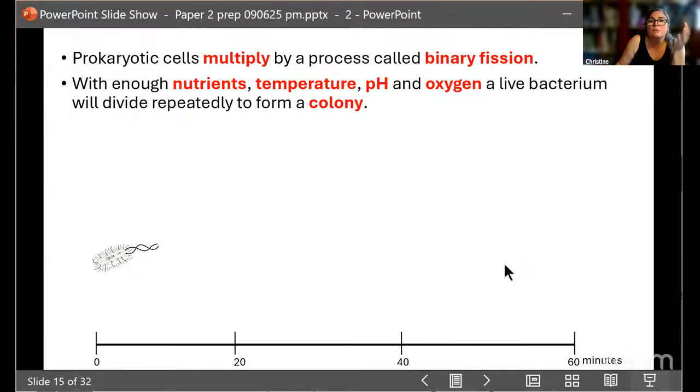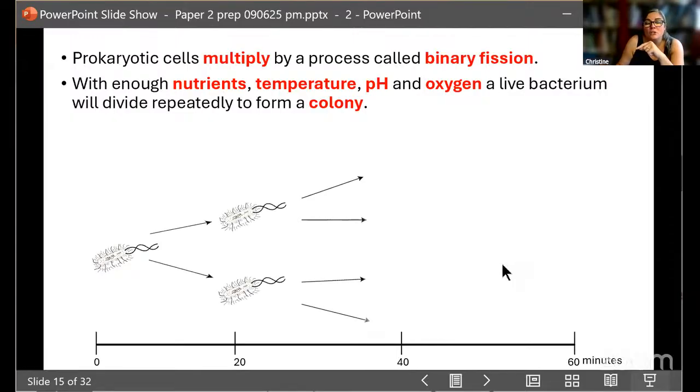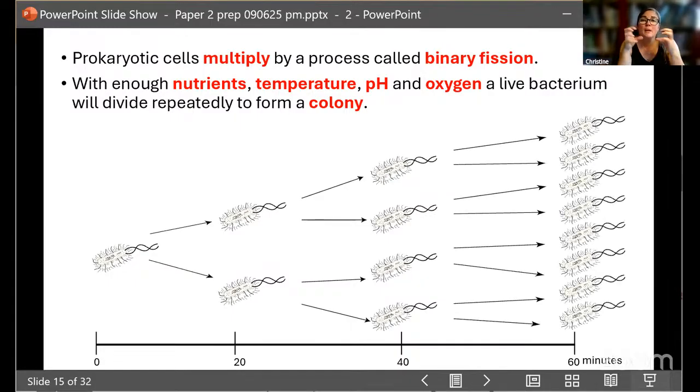If they go down the route of the prokaryotes, it's binary fission. If they're talking about eukaryotes and they're going down the route of yeast, you know it's a fungi. Yeast is a fungi classification, so you also know it's eukaryotic. If it's eukaryotic, you know that it would be mitosis. So do make sure that you're checking whether they're talking about prokaryotes or eukaryotes in the question.